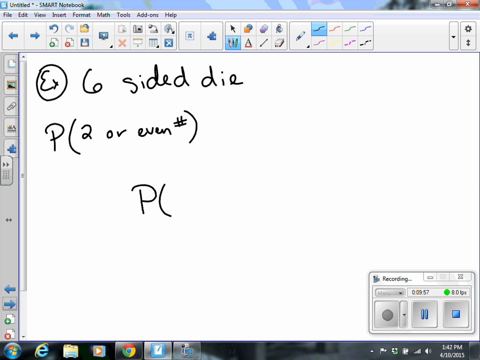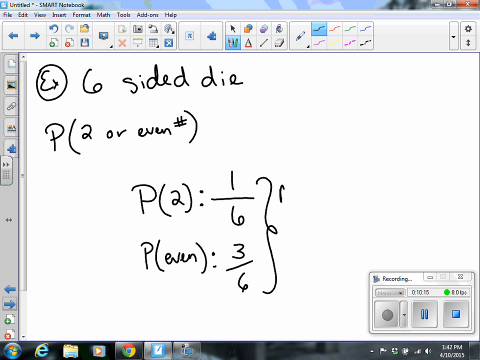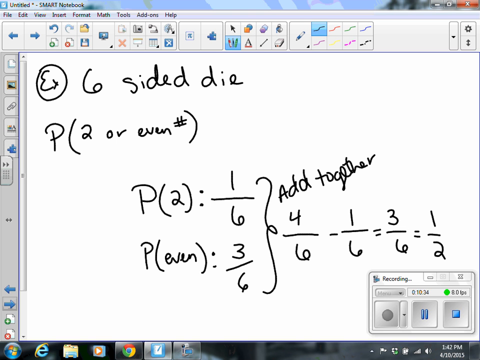Okay, so I need the probability of rolling a 2. Six-sided die, so that probability is 1 over 6. Now I need the probability of an even. What is the probability of rolling an even? That'd be 3 over 6. Okay, so I'm going to add these together and get 4 over 6. Well, what is the probability of getting a 2 that happens to be even as well? That'd be 1 over 6, so I'm left with 3 over 6, which equals 1/2.